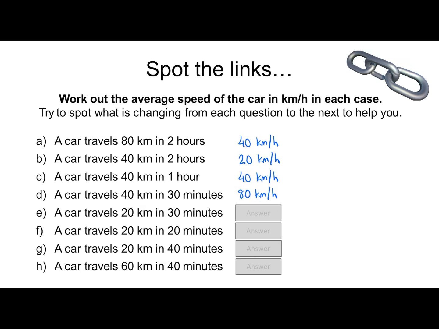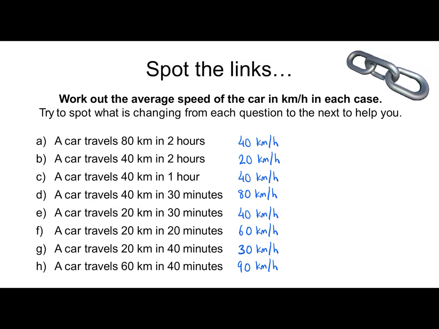Now these ones here, if a car travels 40 kilometers in 30 minutes, what you need to do is change that 30 minutes into hours. That's half an hour. So 40 divided by half, which is 80. Okay, 20 minutes is a third of an hour, 0.3 recurring. 40 minutes is 2/3 of an hour. Okay, so it'd be 20 divided by 2/3.